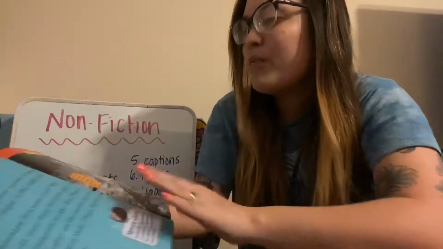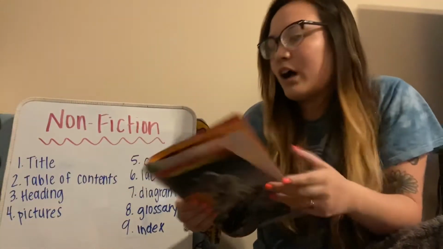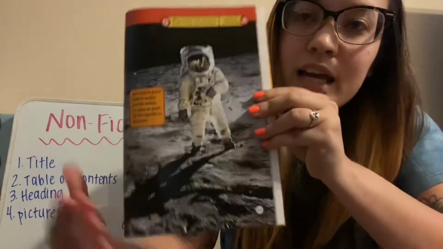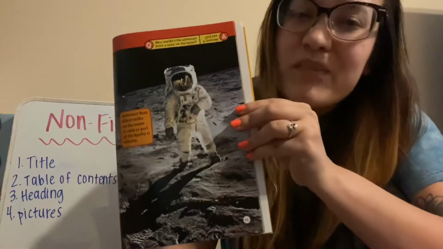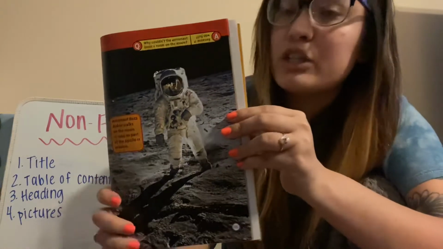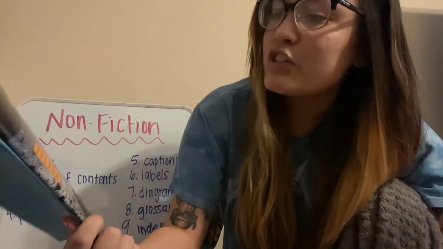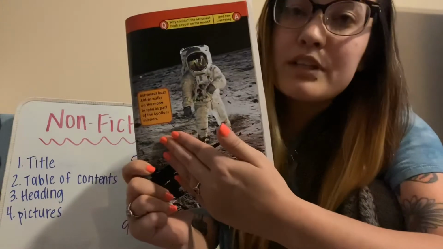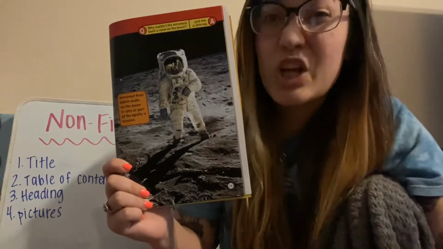All right, let's see. Oh, and look, here is a good example of a caption. So you have the photo of an astronaut, and if you read this little box right here, it would give us a little bit more information about this picture. So it says, astronaut Buzz Aldrin walks on the moon in 1969 as part of the Apollo 11 mission. So this caption goes along with this picture and it lets us know what the picture is about.